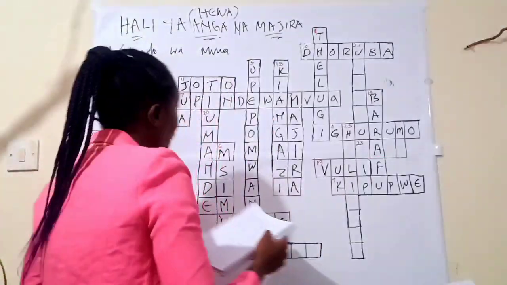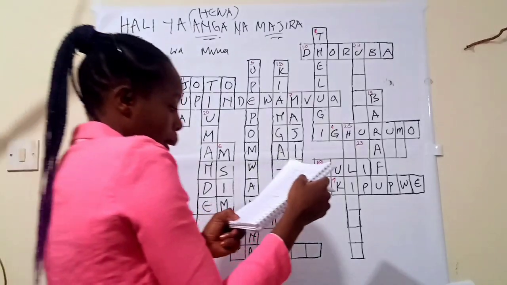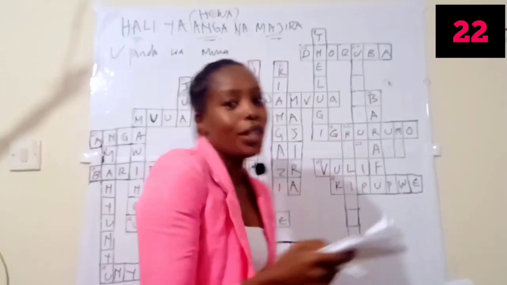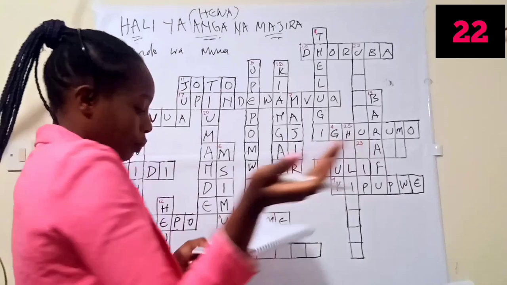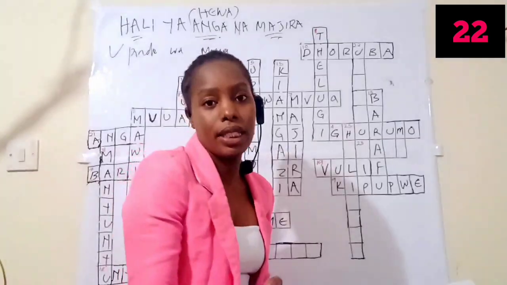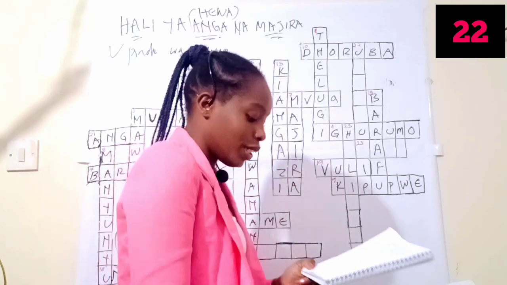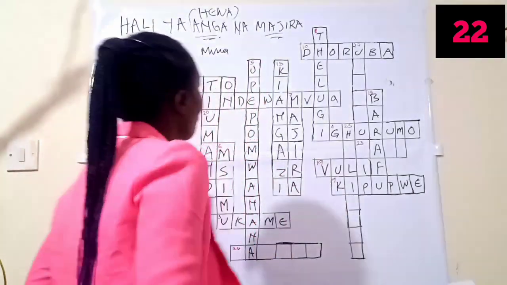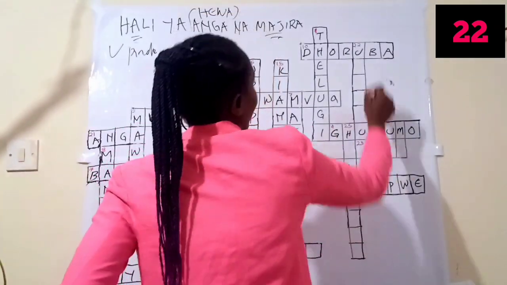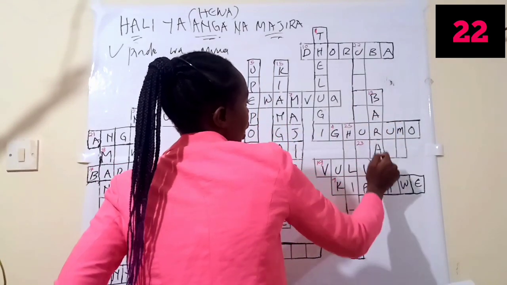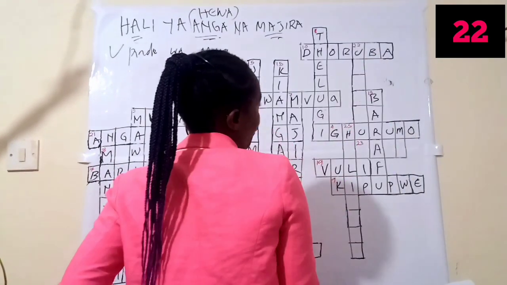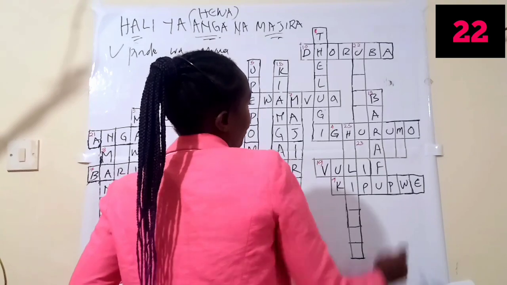Okay, so which number are we in? We're in number 22. So, how do we call mist in Swahili? Number 22 is mist. Let's look for mist. Number 22, where are you? Here.